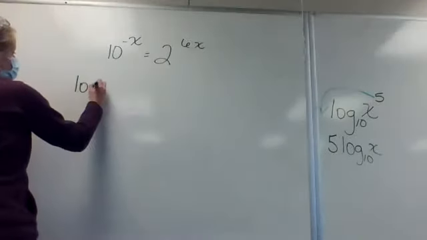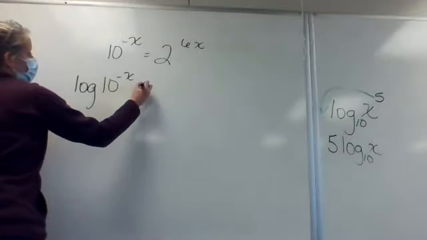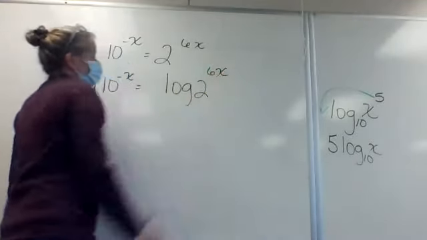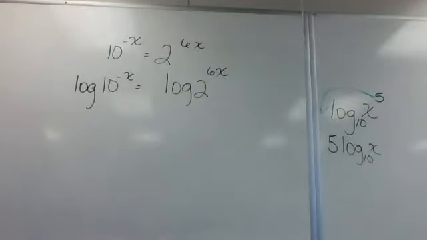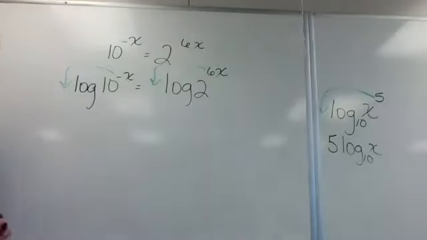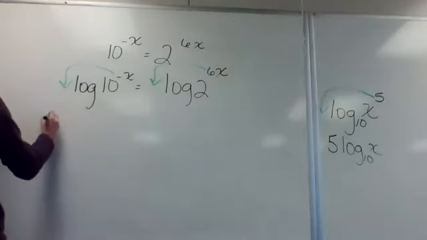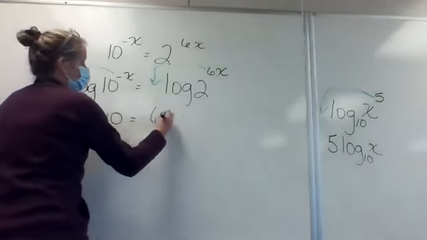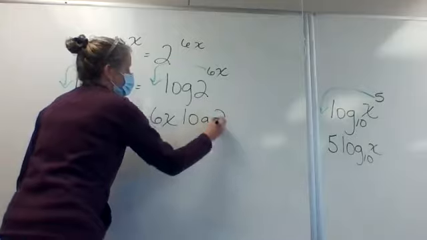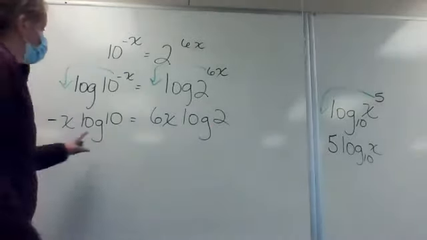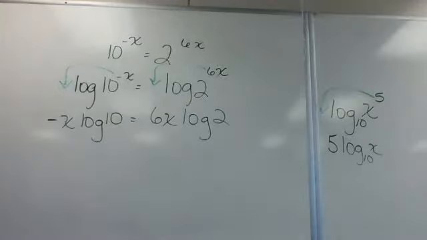So I'll have log 10 to the negative x equals log 2 to the 6x, but then just rewrite both sides, bringing those x's out. So now here I have negative x log 10 equals 6x log 2.